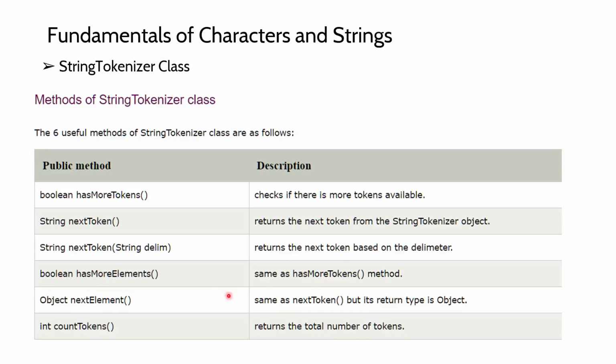hasMoreElements returns a Boolean. It's the same as the hasMoreTokens method. nextElement returns an object, same as nextToken, but the return type is object. And countTokens returns an integer and returns the number of tokens. So this is the type of class where it's best to really see an example.